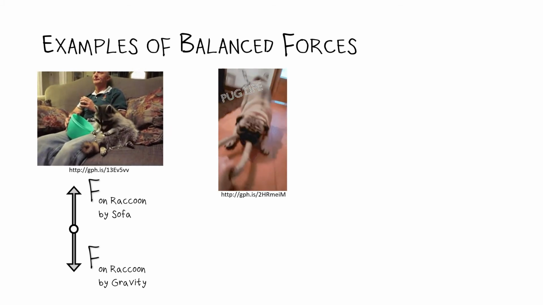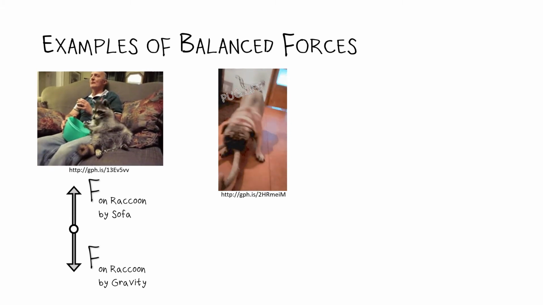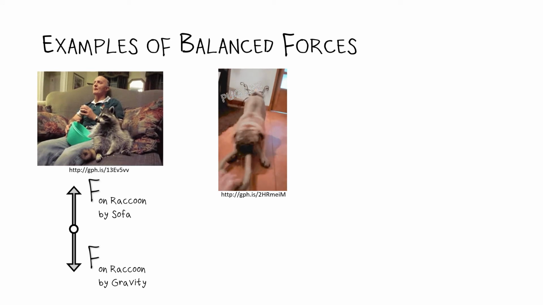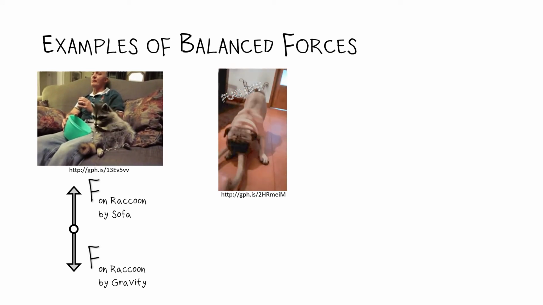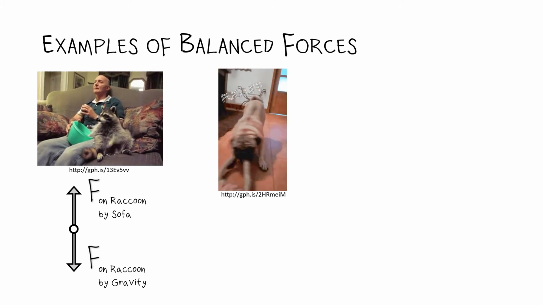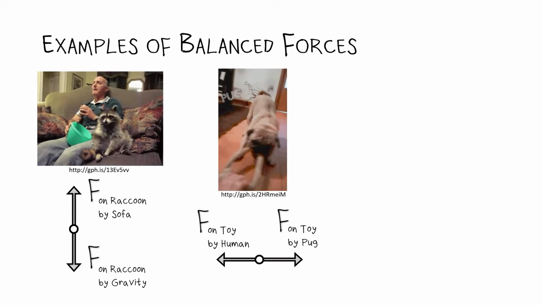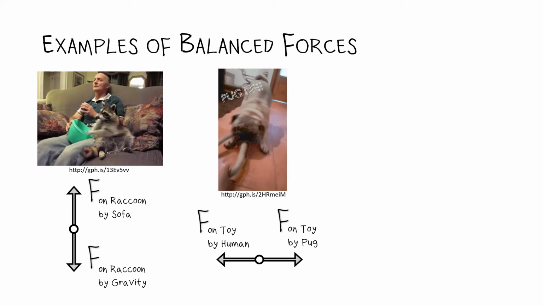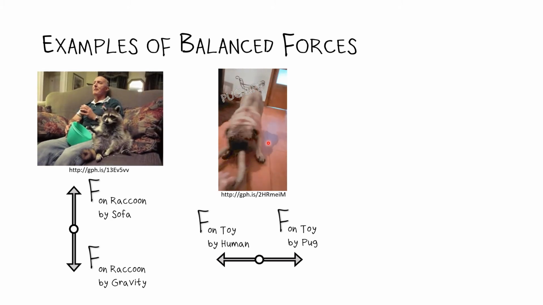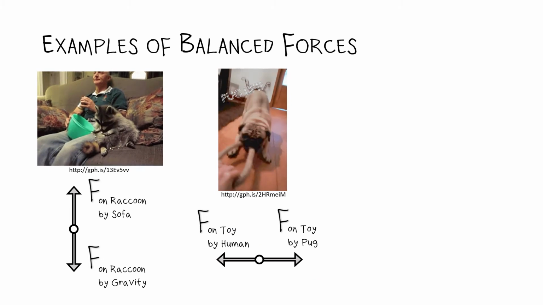Okay, secondly, we have a pug pulling on a toy from its owner. And we are actually not going to focus on the pug here. We are going to focus on the toy, although as hard as it is to stop looking at the pug, we are going to be interested in the toy that's between the owner and the pug. And we're going to pretend that we're looking at this from a side view, so that to the right, the pug is pulling on the toy, and to the left, the hand is pulling on the toy.